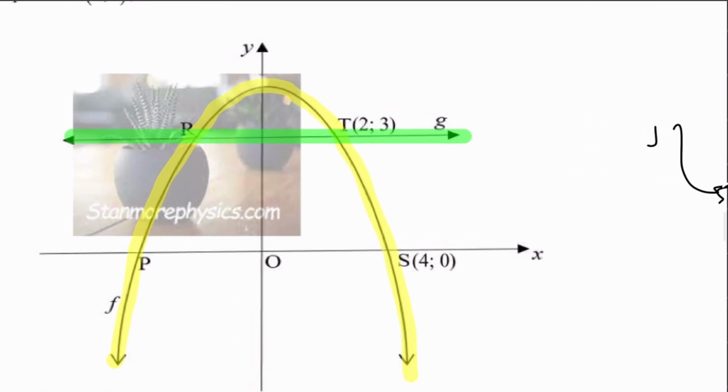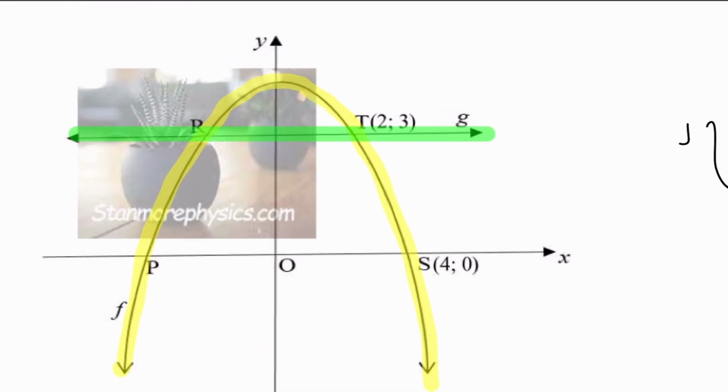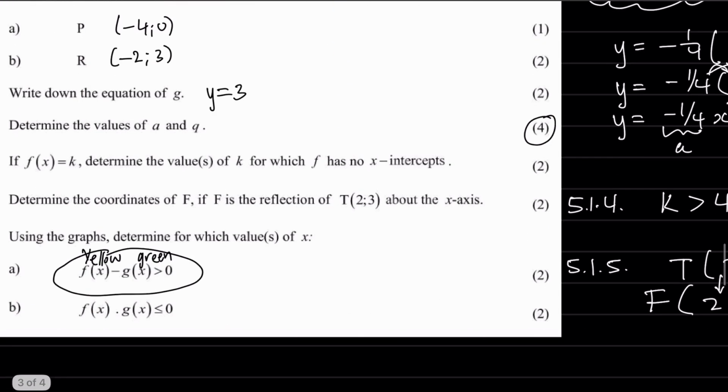So let's look at it. Where is the yellow graph above the green graph? The yellow graph is above the green graph between this point and this point. So what is this point? We worked it out earlier. That's minus 2. Minus 2 and 3, but they only want to know the x values. So the answer to this question is that x should be between minus 2 and 2.